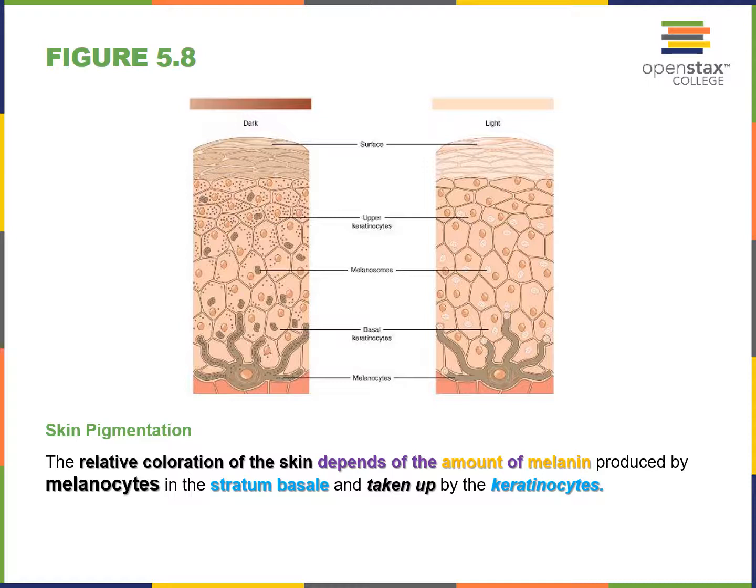So it doesn't matter if you're a black person or a Caucasian. We all basically have the same number of these melanin-producing cells, but for a multitude of reasons, genetics determines how much melanin these melanocytes produce, and then how much is taken up by the keratinocytes in the skin. And of course we have melanin in the back of our eyes and in other places as well.